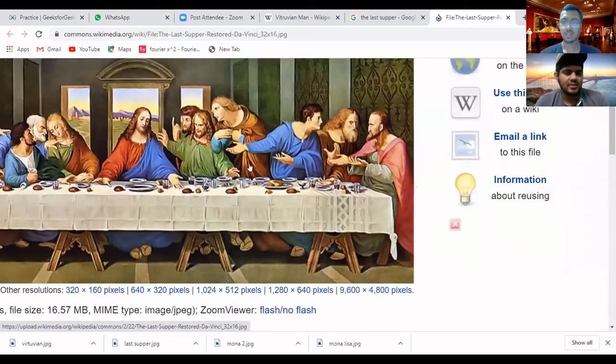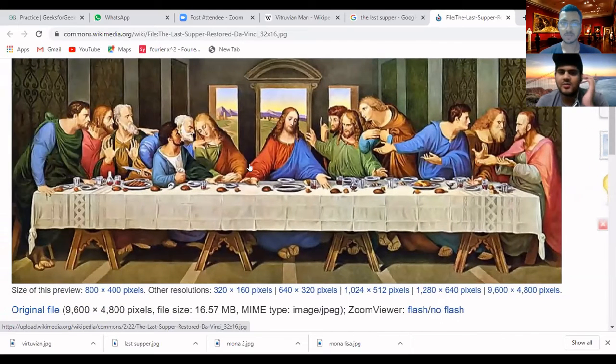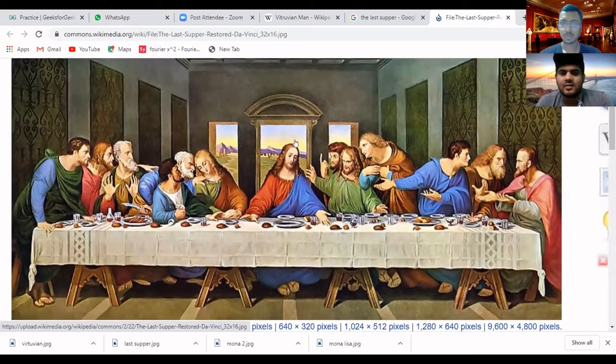I think there were many students of Leonardo da Vinci, and they replicated his paintings, so this might be one of them. So why is it named the Last Supper? I think it's because this person is Jesus. Yes, you are guessing it right, because after that Jesus was hanged to death the next day.